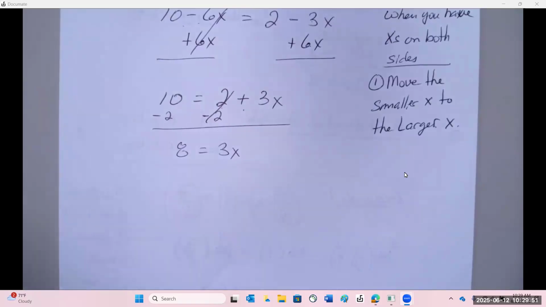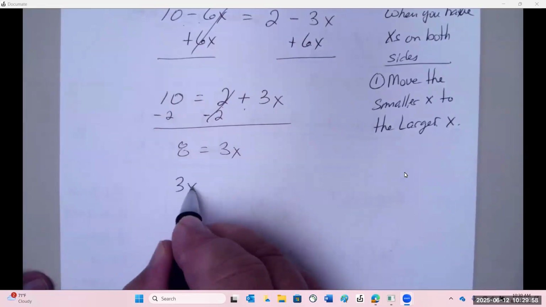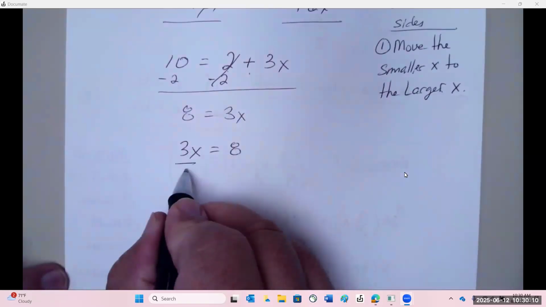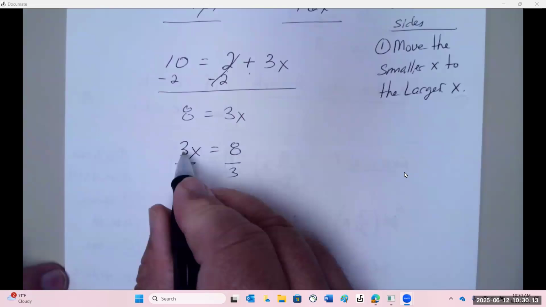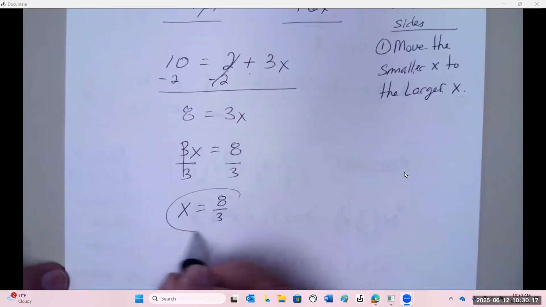If you want to, at this stage, if you really, really, really have to have x on the left-hand side, switch them. But let me tell you, in mathematics, it doesn't have to be on any side. It just has to be there. Last step, divide both sides by 3. X equals 8 over 3.